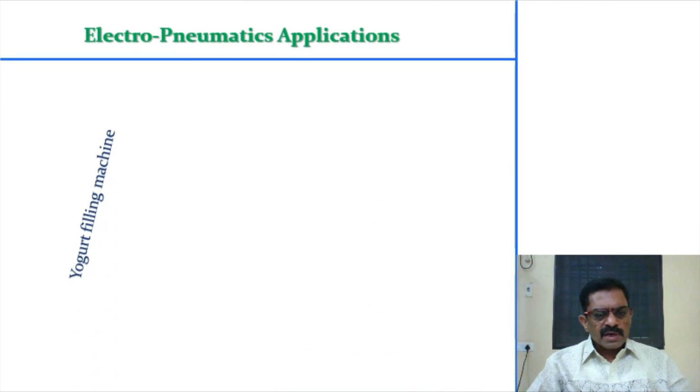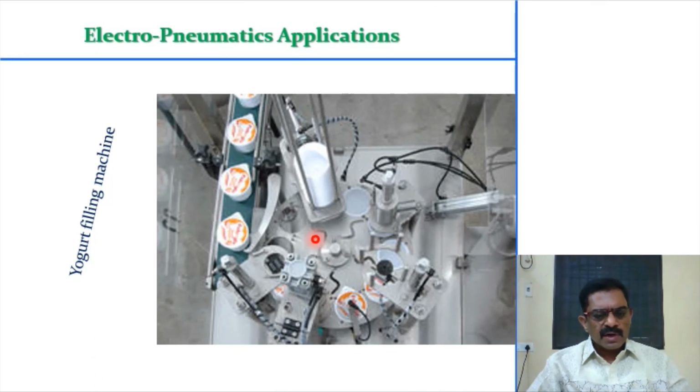So this is another application, a yogurt filling machine. Again, it is pneumatically operated. These are pneumatic cylinders, and these are controlled by electronic devices. Yogurt is filled in packs and it is sent on a conveyor. So this is another application.